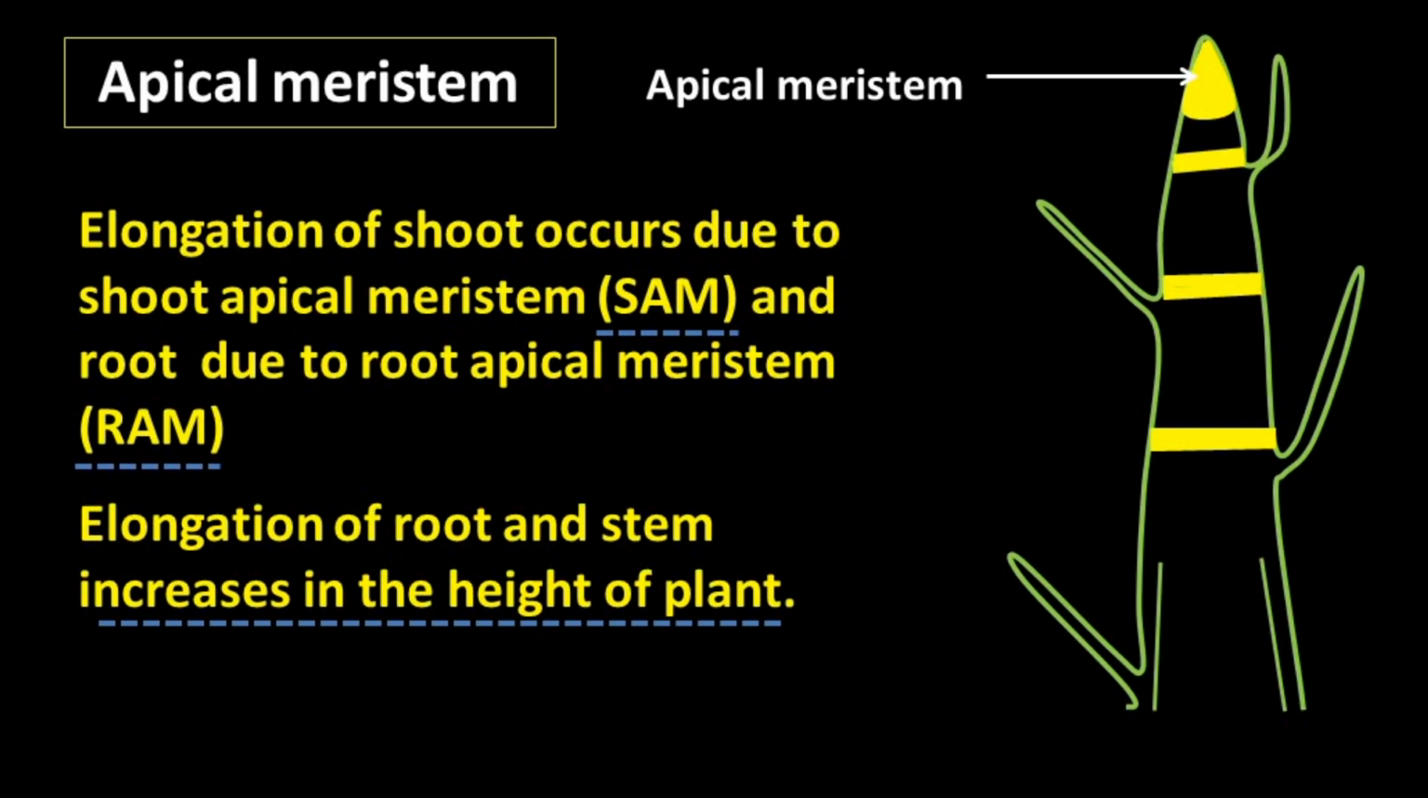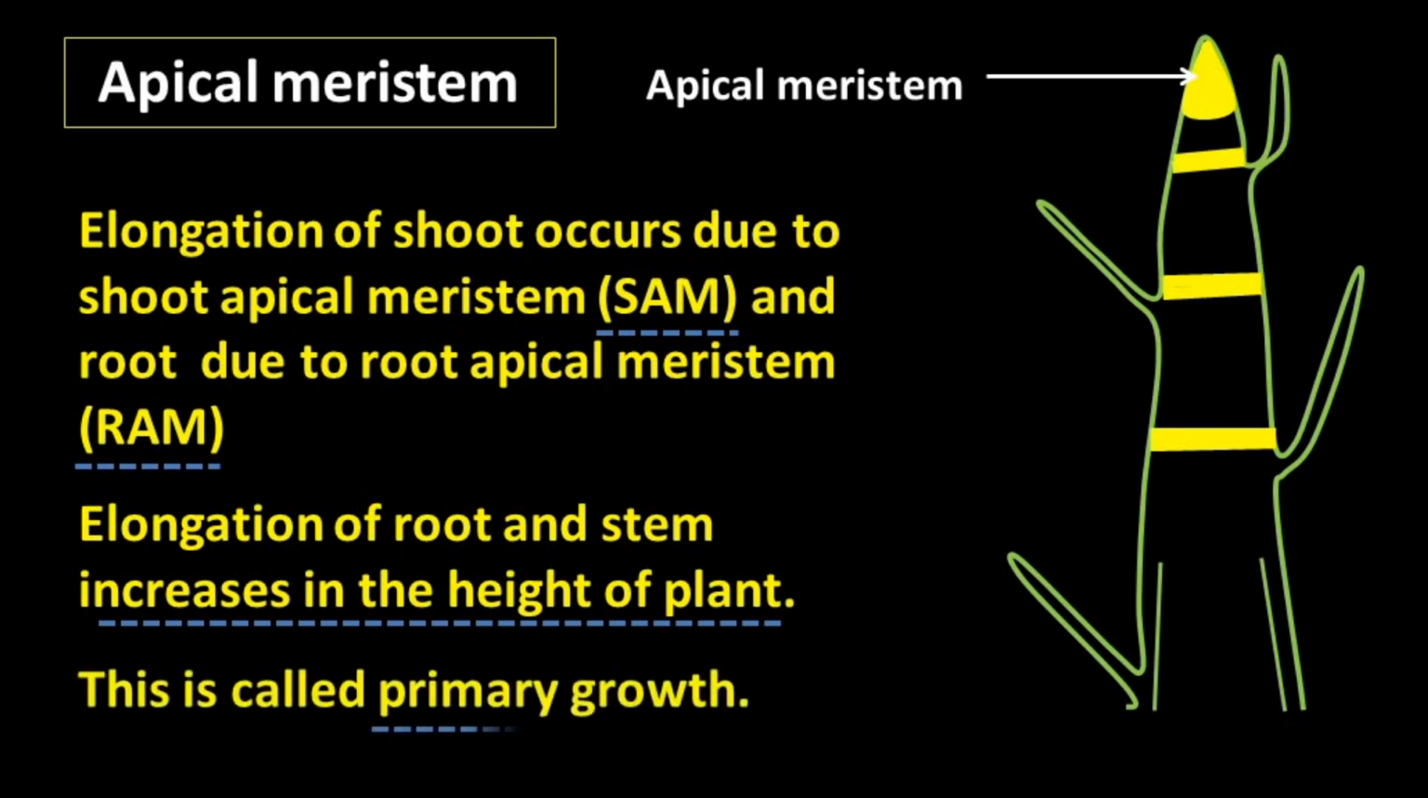Elongation होने से क्या होता है? Increase in the height of plant. This is called as a primary growth. Increase in the height of plant due to the apical meristem. This type of growth is known as a primary growth.